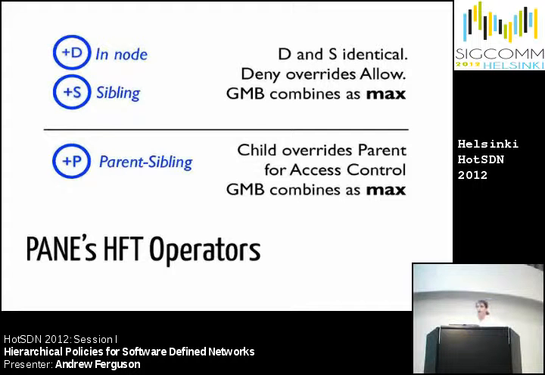Pain currently defines two actions, access control and guaranteed minimum bandwidth, or GMB. Pain's plus D and plus S operators are the same and implement a basic policy in which deny requests override allow requests and always take the maximum of two bandwidth guarantees. With the plus D operator, Pain allows child nodes to override parent nodes. The HFT itself is agnostic to the specific policies of these operators as long as they satisfy the identity and associativity requirements. For example, we could develop operators that resolve conflicts according to specified priorities.